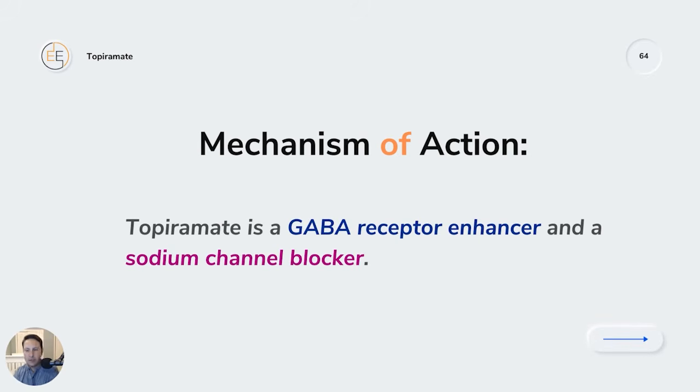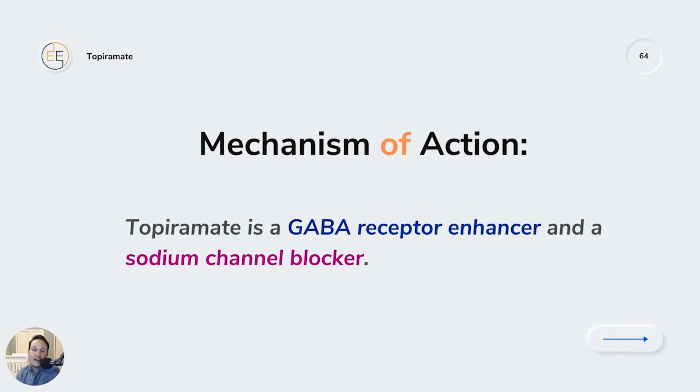All right, now getting into the mechanism of action. Topiramate is special in a sense that it works on the body in two different ways. We've gone over how benzos are GABA receptor enhancers, keeping them open for chloride to come through. We've also gone over sodium channel blockers such as rufinamide, and how they block sodium channels, therefore reducing electrical activity from passing through.